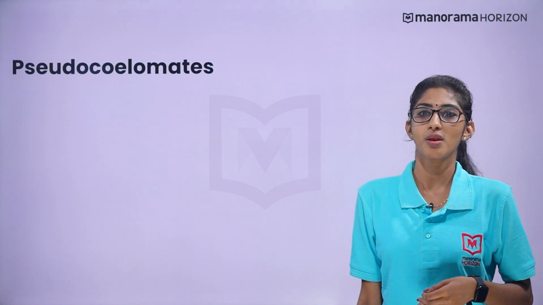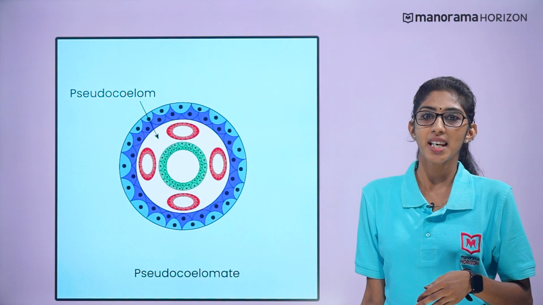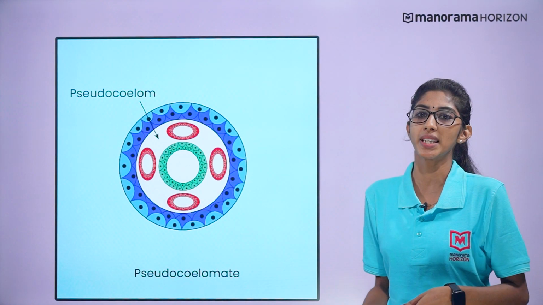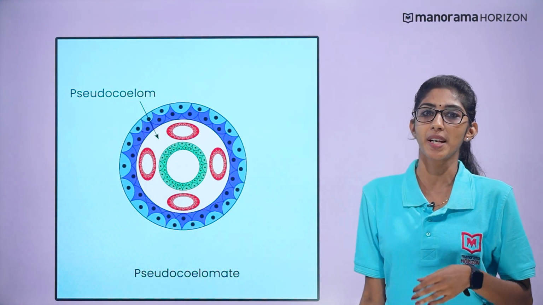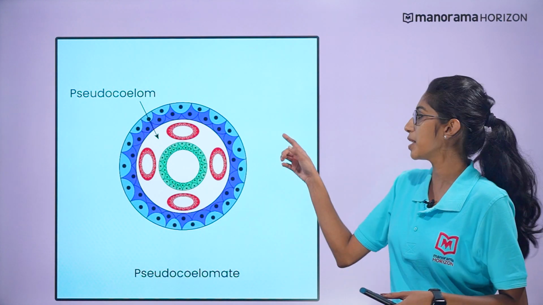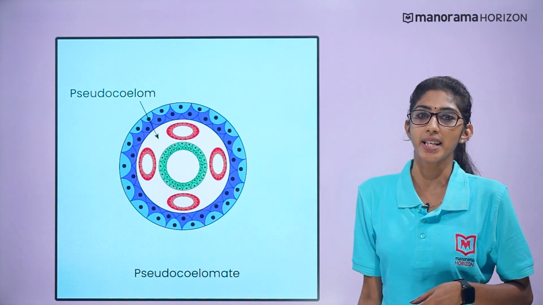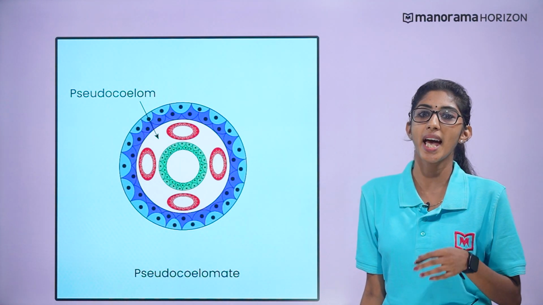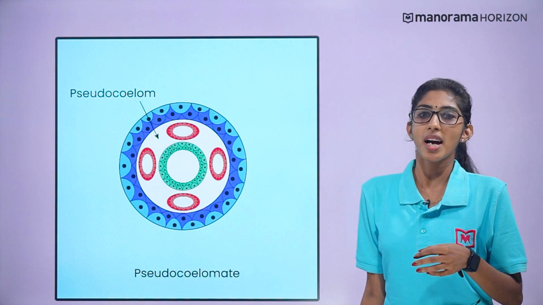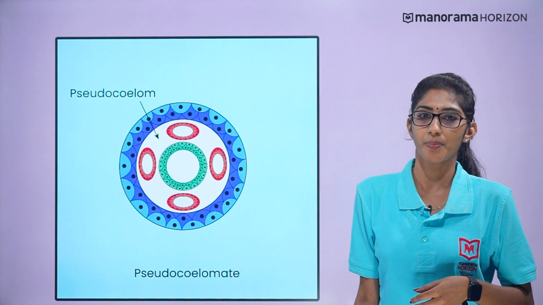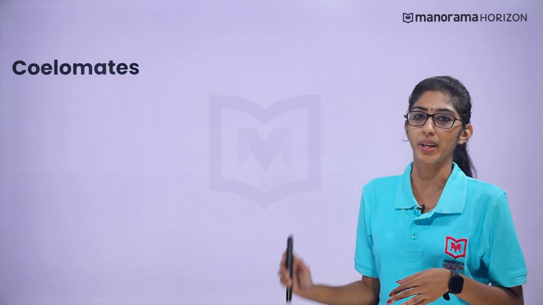Pseudo means false. So, the pseudocoelomates contain a false coelom, which means in some animals, the body cavity is not lined by mesoderm. Instead, the mesoderm is present as scattered pouches in between ectoderm and endoderm. Such a body cavity is called pseudocoelom, and the animals possessing them are called pseudocoelomates. Aschelminthes are pseudocoelomates. The animals having true coeloms are called coelomates.